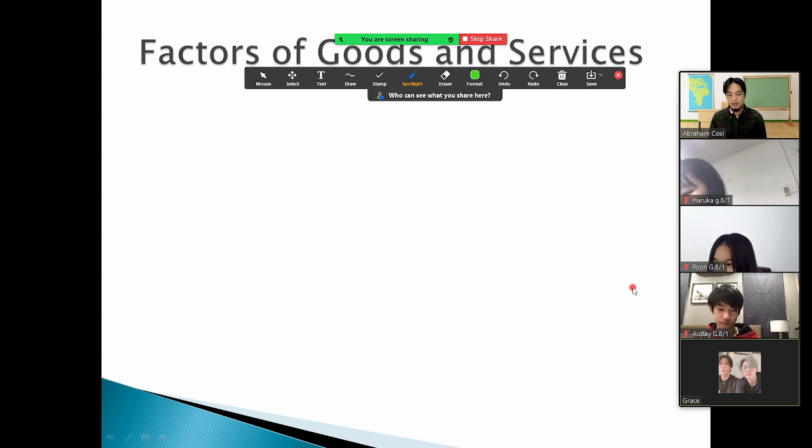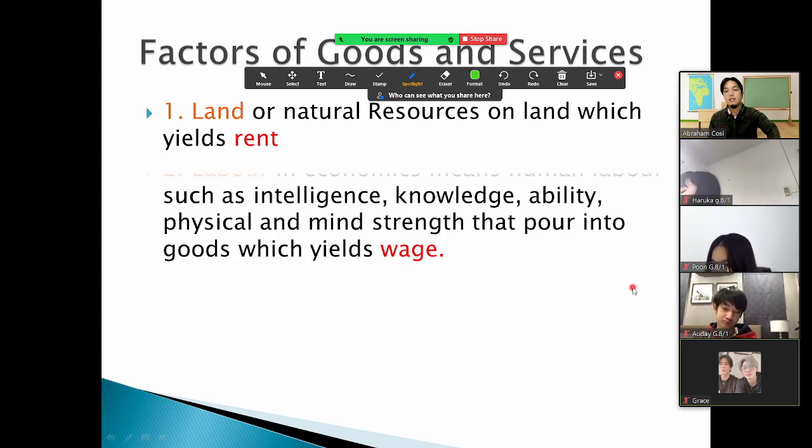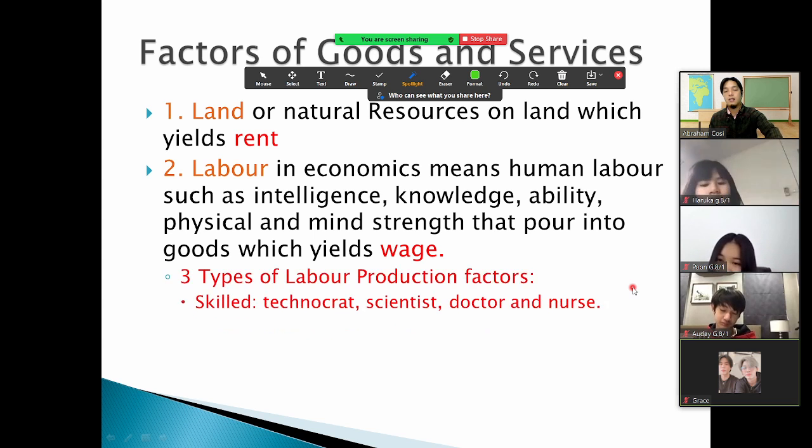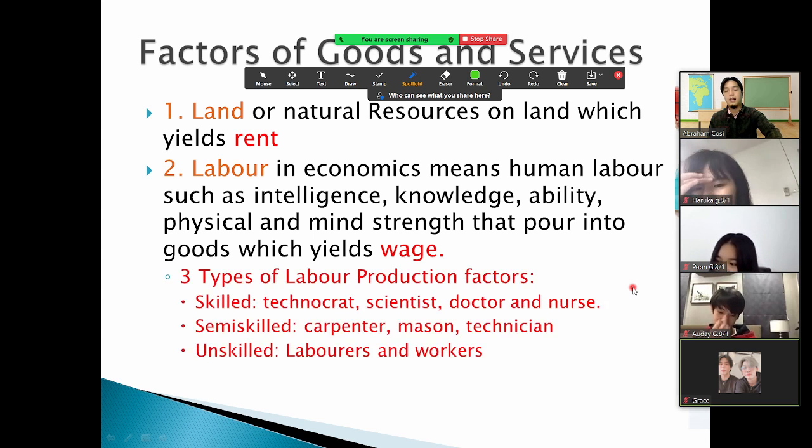Land, labor, capital, and entrepreneur. First, land. This is where natural resources come from. Land, or natural resources on land, yields rent.